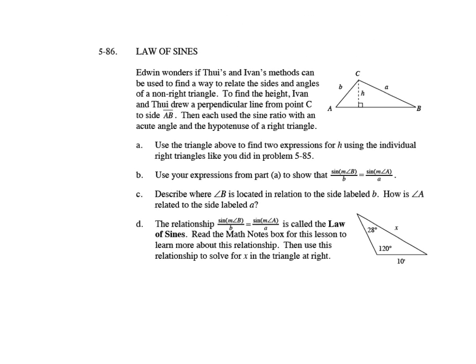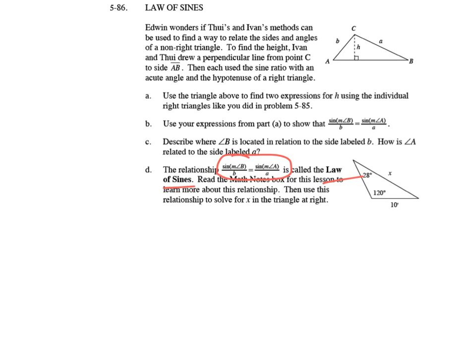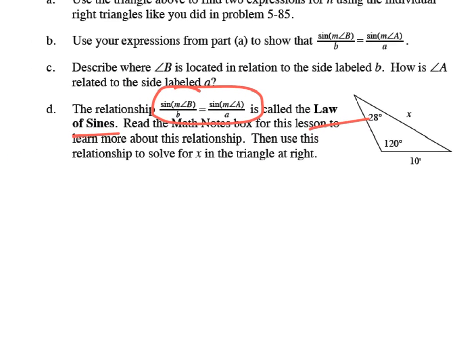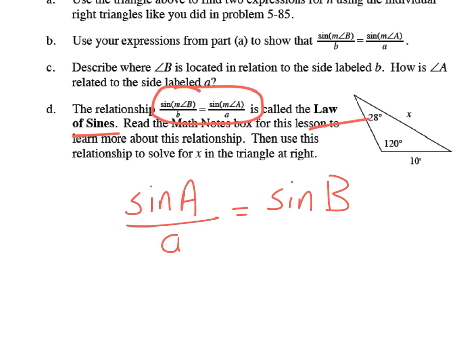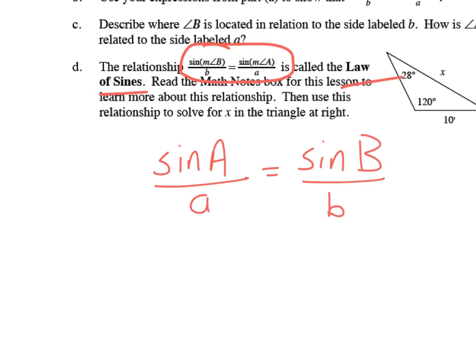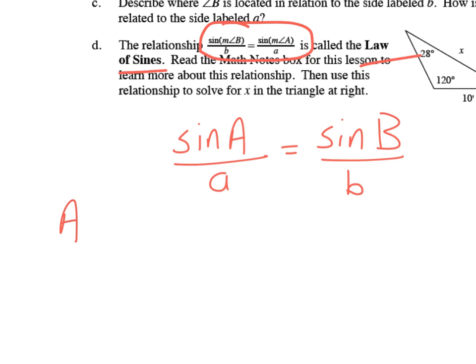So in problem number 86, something to get down in your notebook. This relationship right here is what's called the law of sines. It says read the math notes box for this lesson to learn more about this relationship. Within this given triangle, we can use the law of sines. And again, I'll reiterate it: the sine of angle A divided by side length A is equal to the sine of angle B divided by side length B, where capital A and capital B are angles, and little a is a side length.